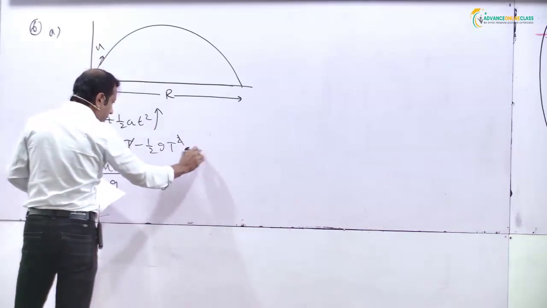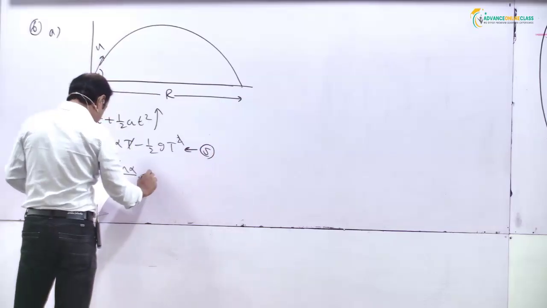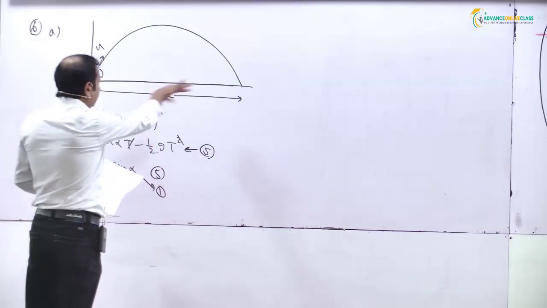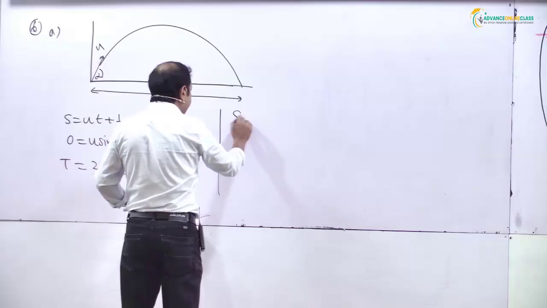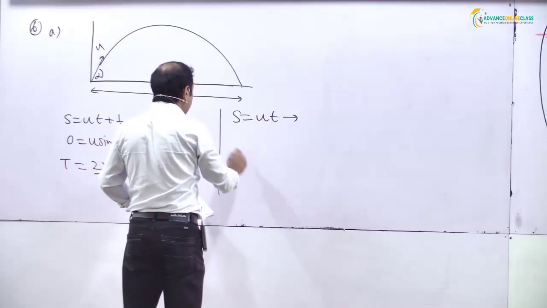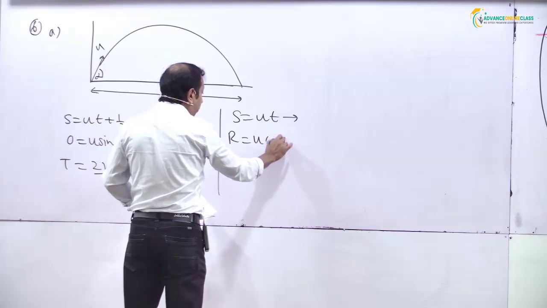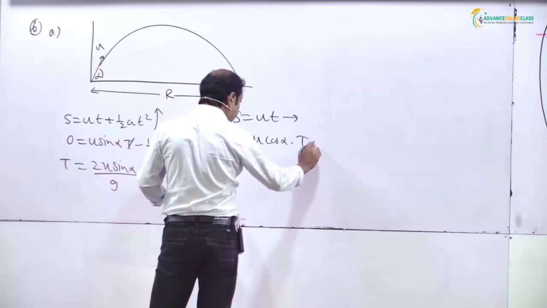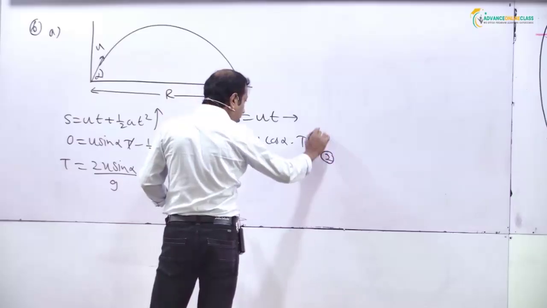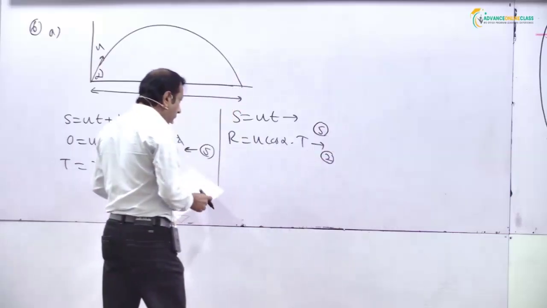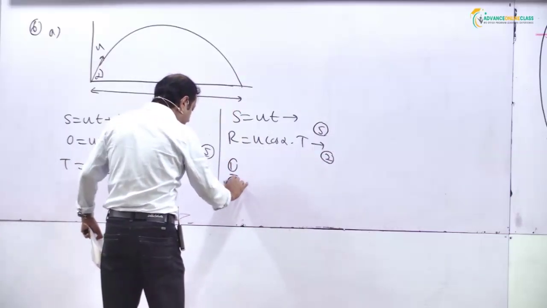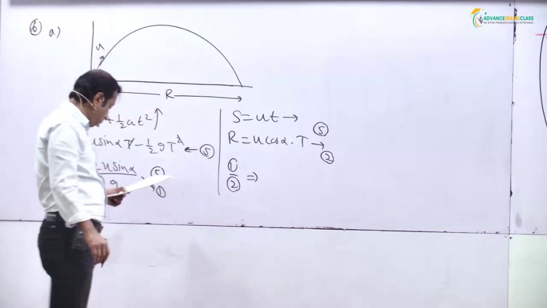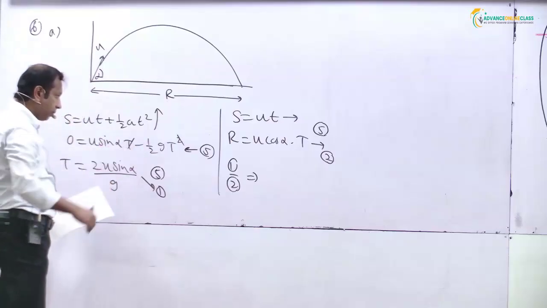For this 5 marks, this 5 marks. Take this as equation number 1. Now for the same motion, apply S equals ut rightward. Rightward, r equals u cos alpha t. Another 5 marks. This is number 2, 5 marks. Divide 1 by 2. This we divide by that.